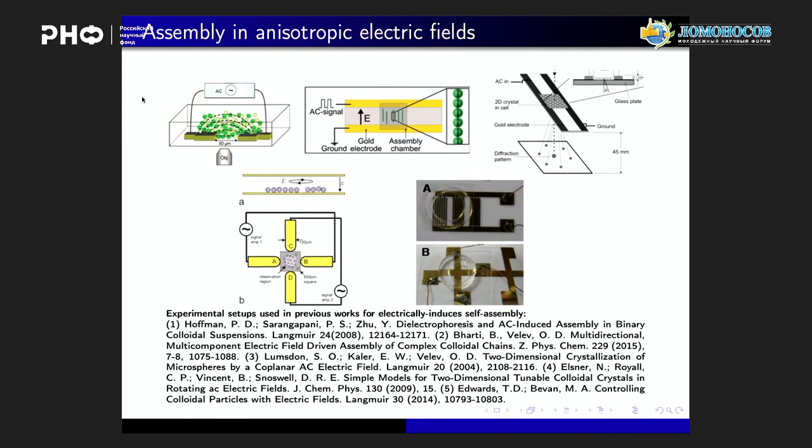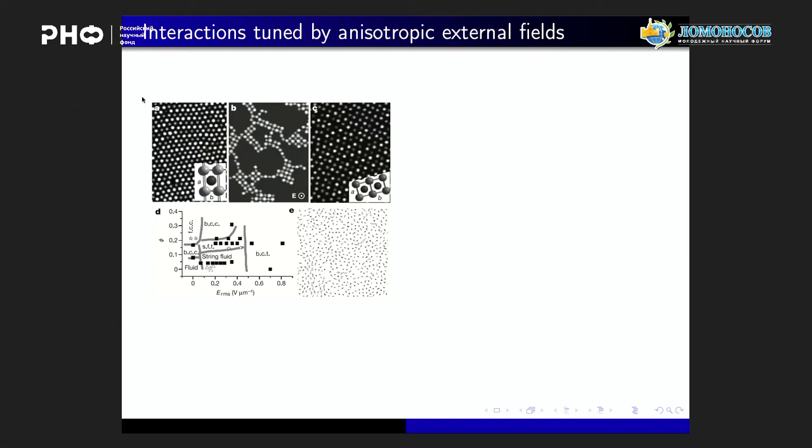Examples of anisotropic electric fields are shown here. If you apply an electric field, then the particles become polarized and start to interact as dipoles. They attract in some directions and repulse in another direction. Due to this, you can observe the formation of so-called string fluids. This is a reversible transition, because if the field is turned off, then the structures will be disorganized.